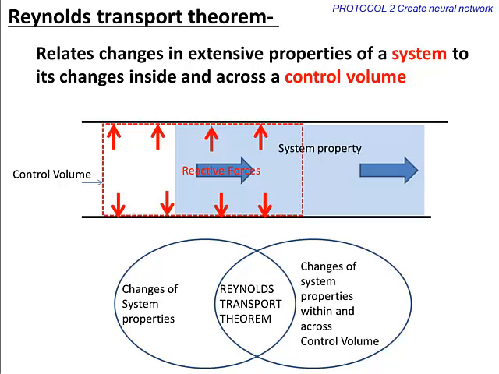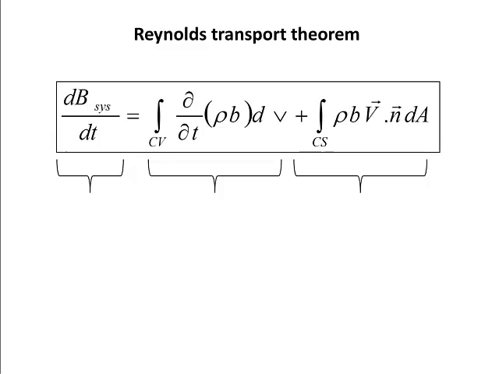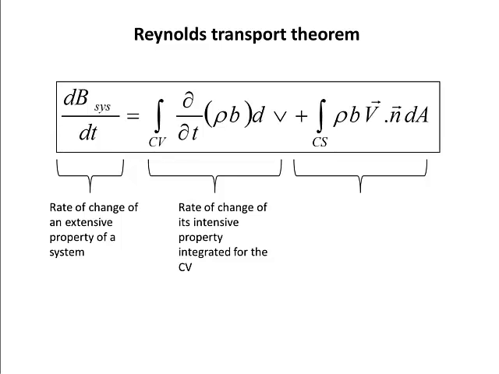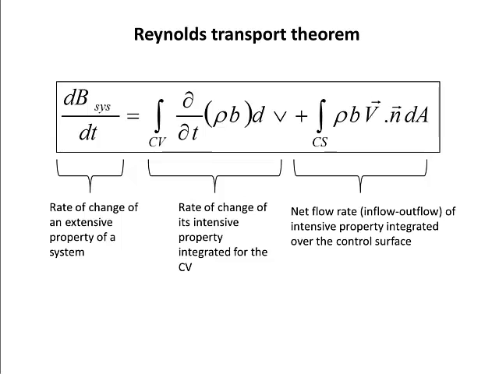system. In a control volume analysis, we focus our attention onto the control volume, and observe the motion of the system through it. Mathematically, we can show that the rate of change of an extensive property of a system is equal to the rate of change of its intensive value integrated over the control volume, plus its net flow over the control surface. This is called the Reynolds transport theorem. We will discuss the meaning of each term one by one.